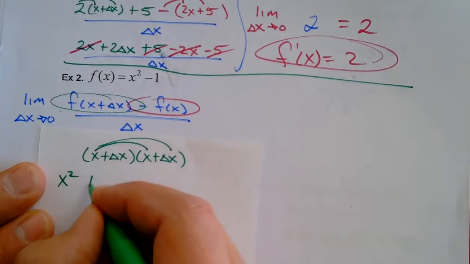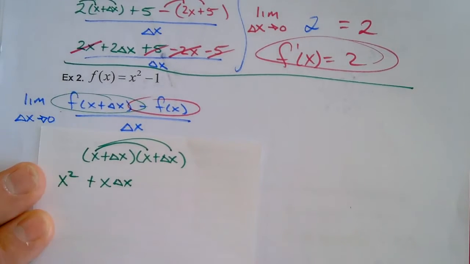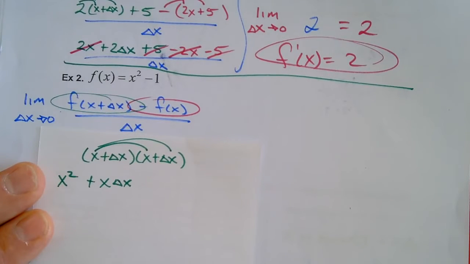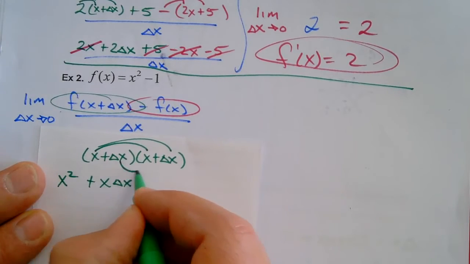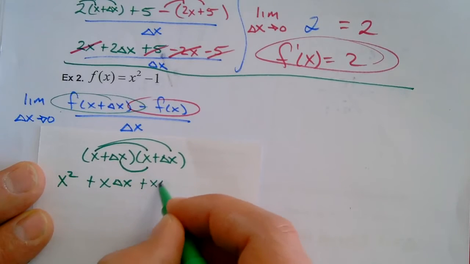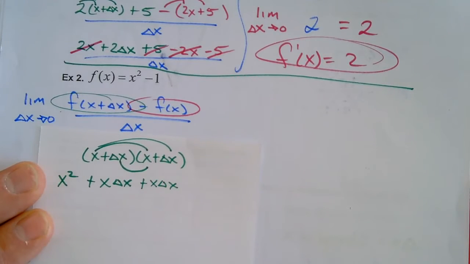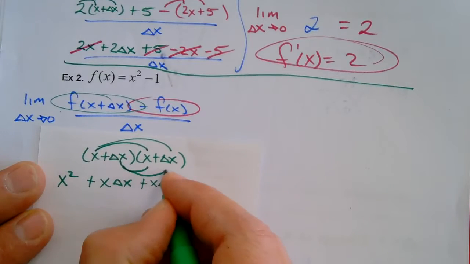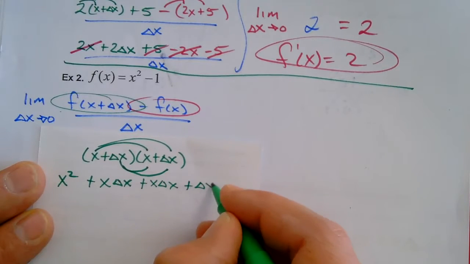X times delta x is x delta x. That's like x times z is xz. Okay? This is not delta x squared. It doesn't work like that. Delta x times x is, again, x delta x. And now delta x times delta x is delta x squared.